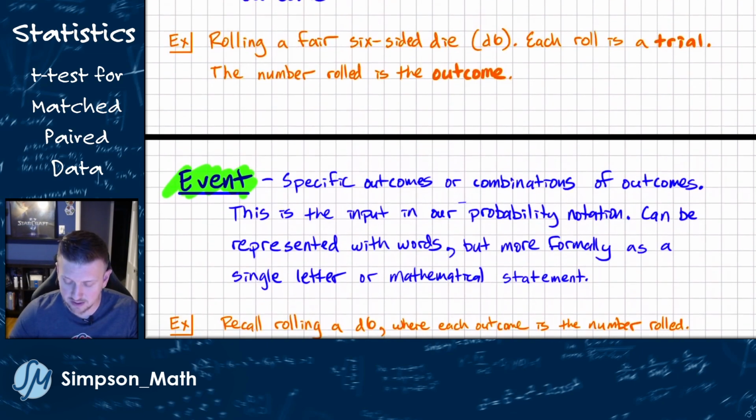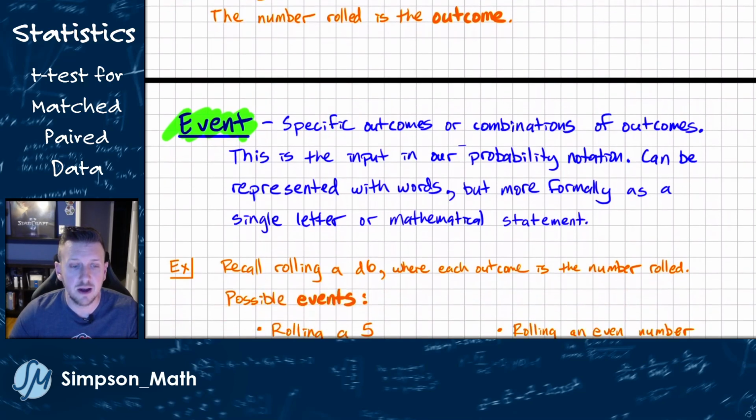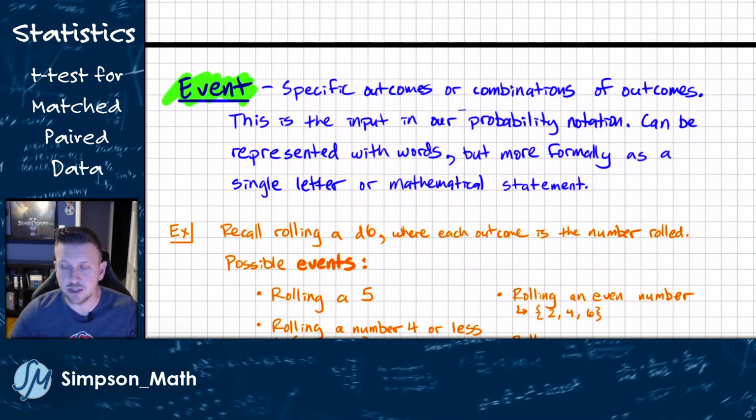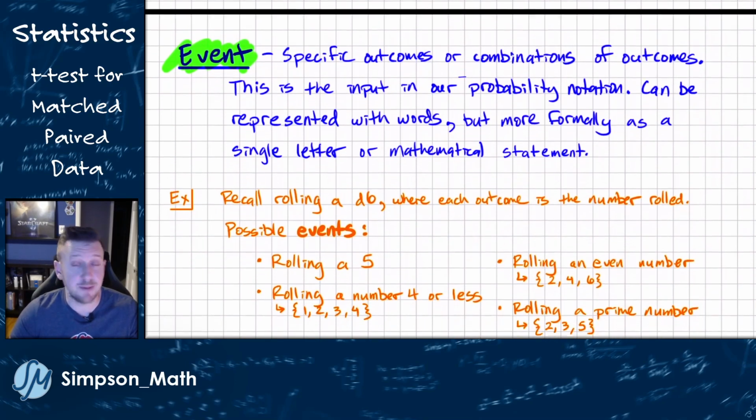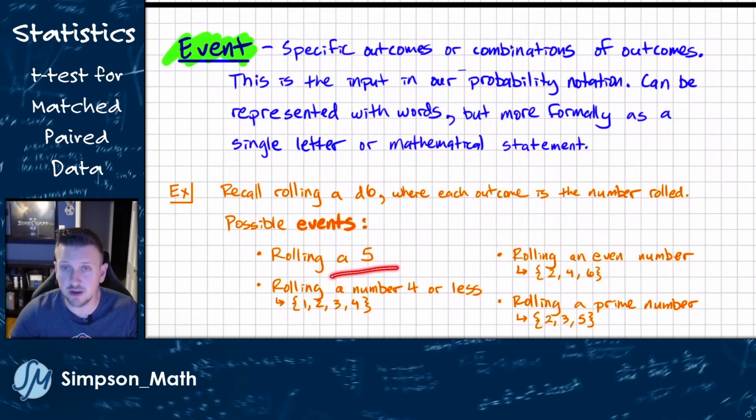So going back to our example we just had here, if I'm rolling a D6 where each outcome is the number rolled, some possible events could be just me rolling a 5. Notice that is a specific outcome. Or it could be a combination of them. So maybe I'm rolling the number 4 or less. So notice that would be a 1, 2, 3, or 4 I'd be happy with. Maybe it's rolling an even number. There would be a 2, 4, or 6. Maybe it's rolling a prime number. That would be a 2, 3, or 5.